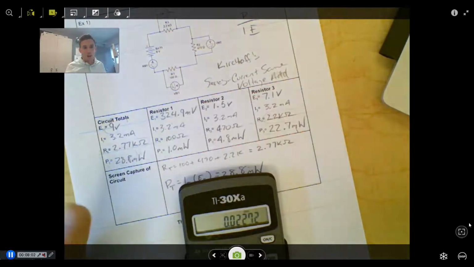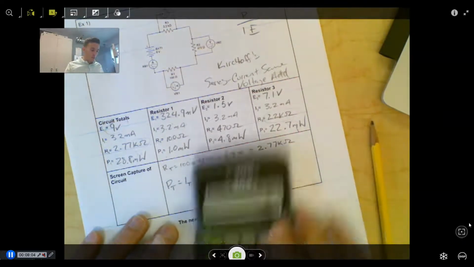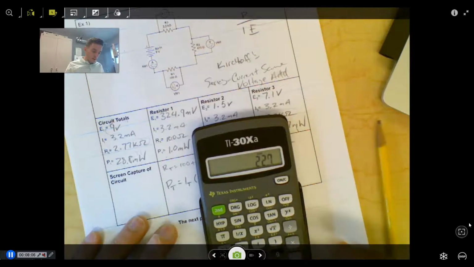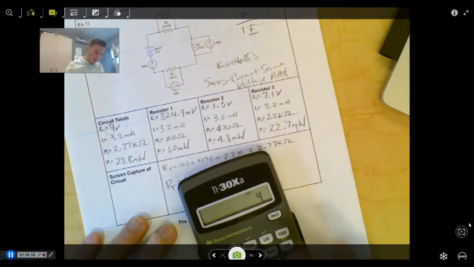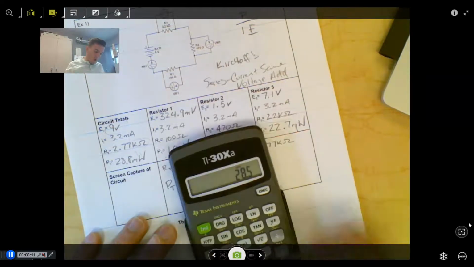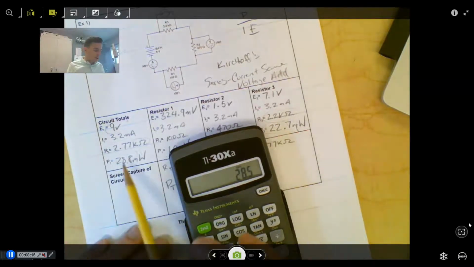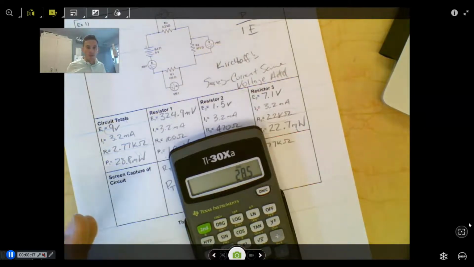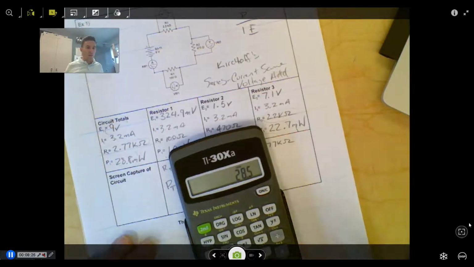Again, rounding errors, but 22.7 plus 4.8 plus 1 is equal to 28.5 milliwatts, which again, we're off by a few tenths of a milli, which is like a few 10,000ths off. We're certainly within the realm of possibility here.